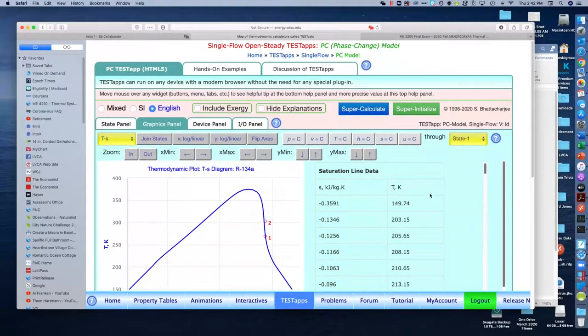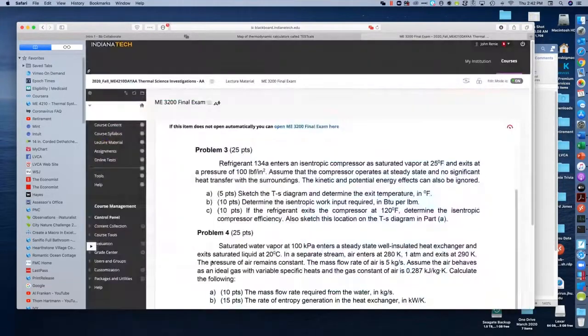And so the answer to this first problem then is simply, there's the sketch, and the exit temperature is the temperature that we found for state 2 after the isentropic compression, and that temperature was specified on the output screen. The isentropic work is just the difference, H2 minus H1.